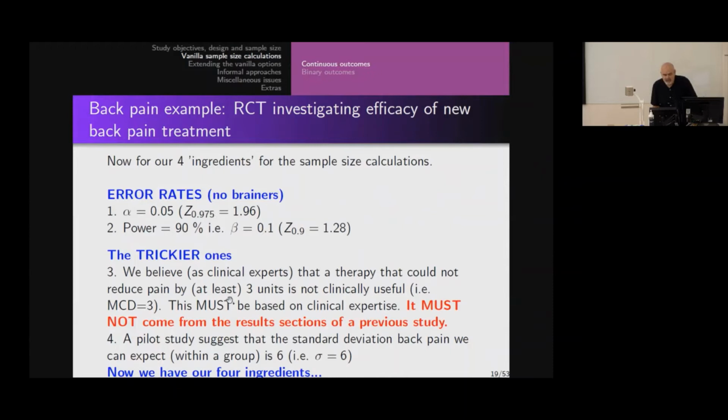Here are the trickier ones now. Again, this is for clinical experts. It's not from previous papers. We believe, as clinical experts, that a therapy that could not reduce back pain by 3 units on our back pain scale is not worth it.